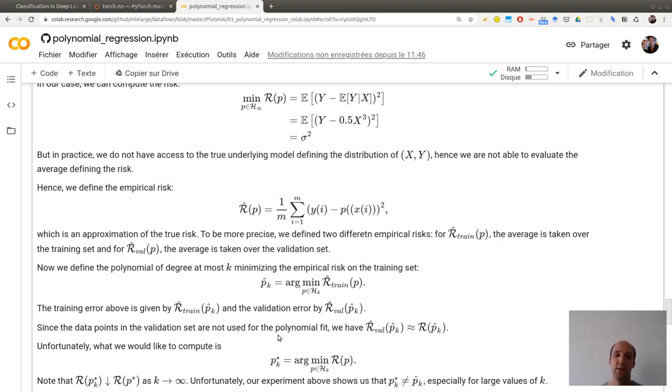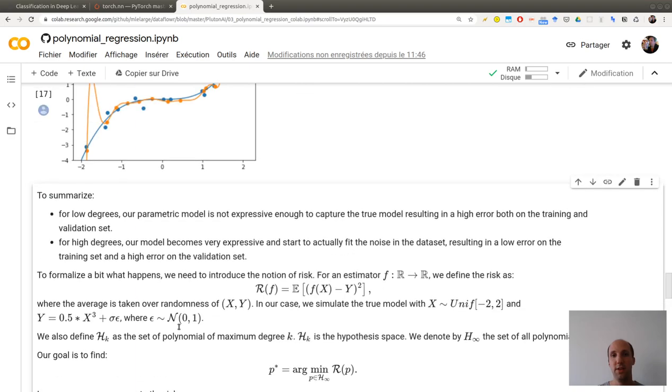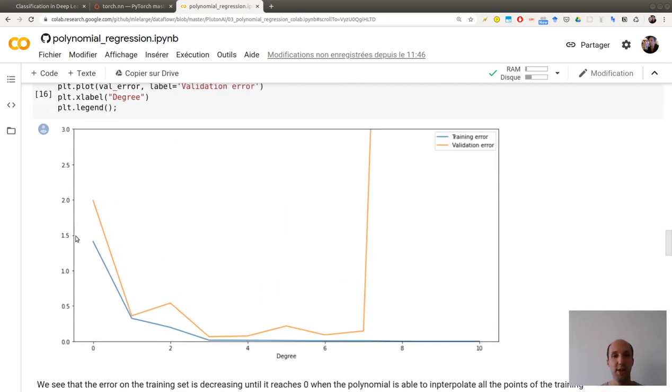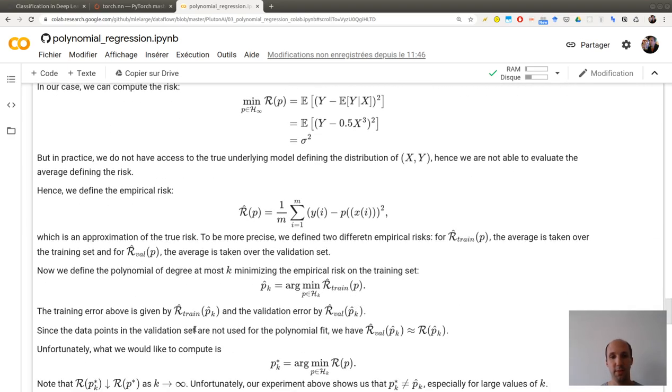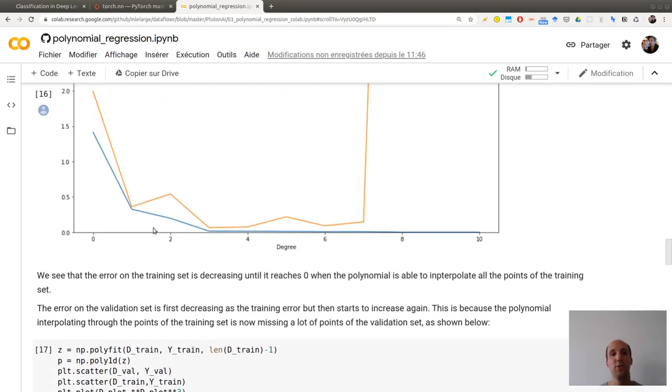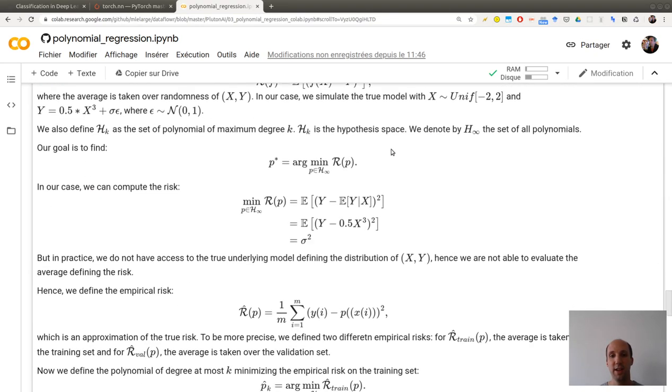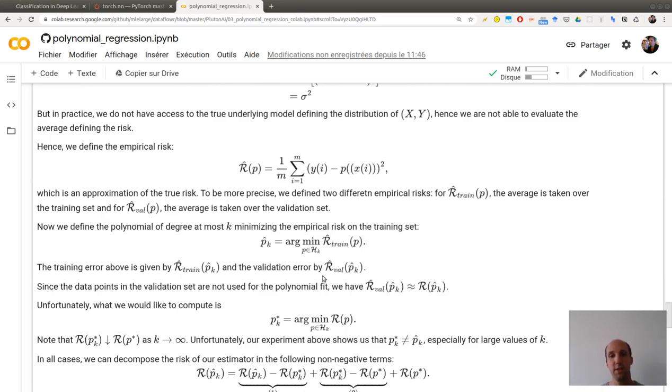So this training error that is depicted in blue here is exactly this quantity, the empirical risk on the validation set. Okay. Now what is the orange curve here? It's exactly the empirical risk of this optimal solution on the validation set, so R_val of p̂_k. Our hope is that this quantity is close to the true risk evaluated at this particular solution. But indeed, this is not exactly what we want to compute.